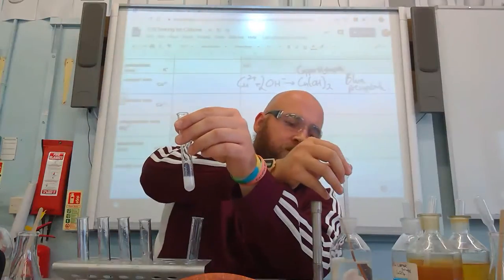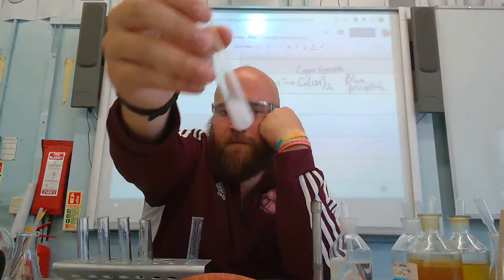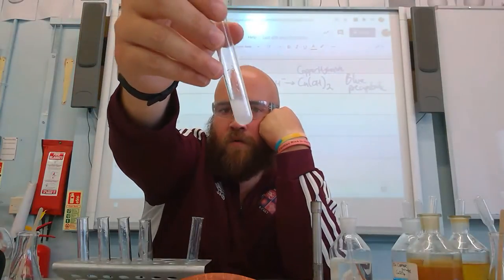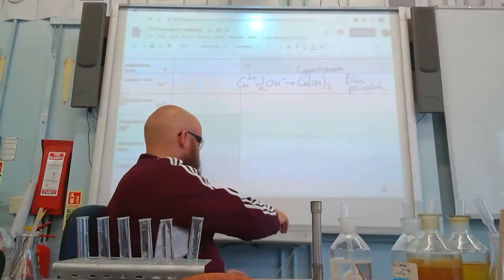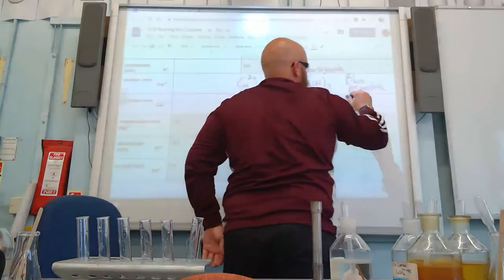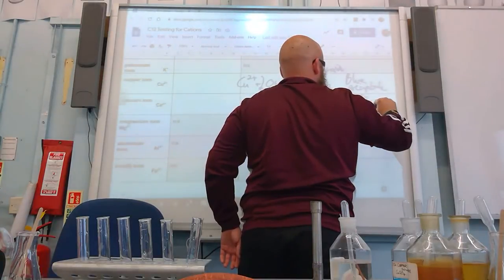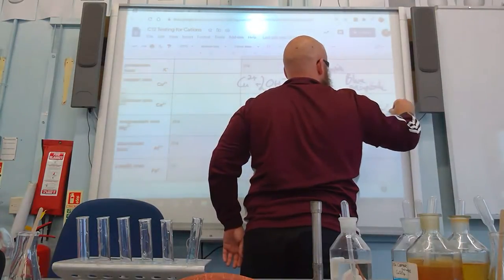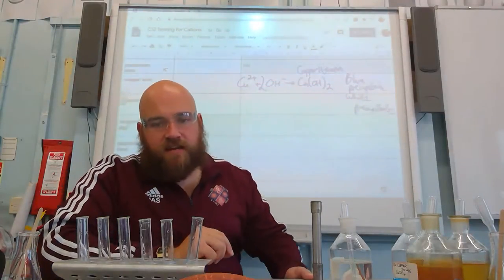Perfect. So hopefully you can see that. We've got a precipitate form because you can't see through it. And what color is that precipitate? It is a white precipitate. So I will just write white precipitate here. Okay. And we'll do the equations at the end.